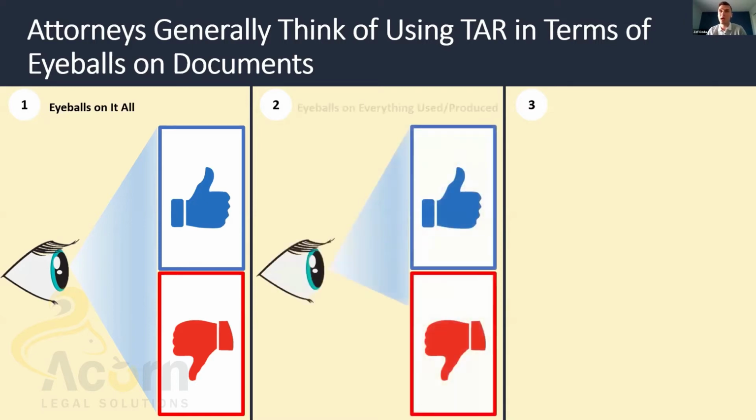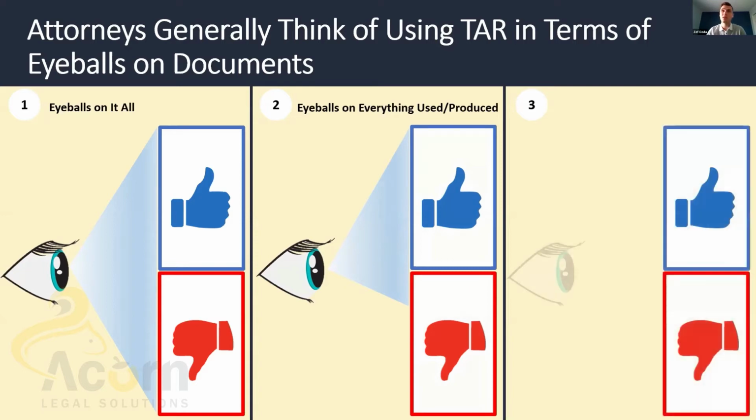The second way is you could put eyeballs on everything being produced and take a sneak peek at the things you don't care about. This is also a comfortable form for attorneys. And then the third way, which is the least comfortable as of today, but we here at Acorn believe it's the way the industry is headed, is you can put eyeballs only on enough documents to train the model.